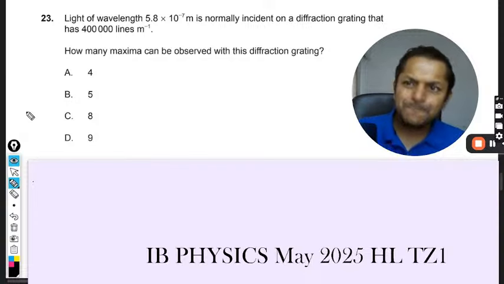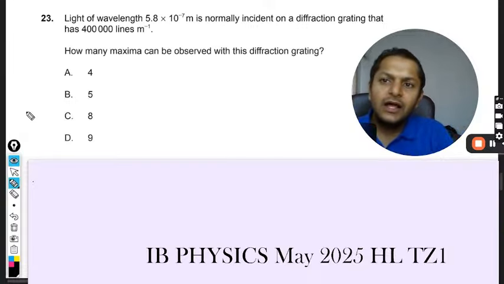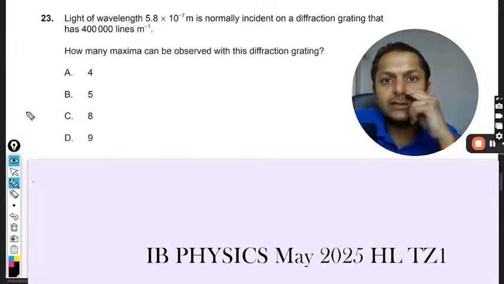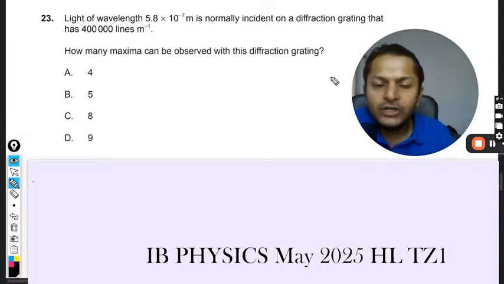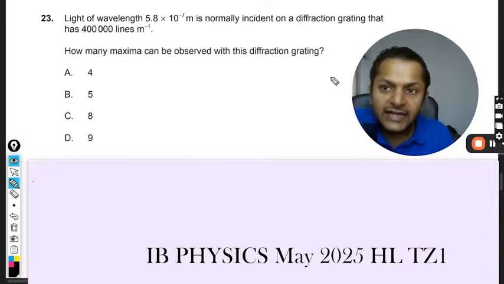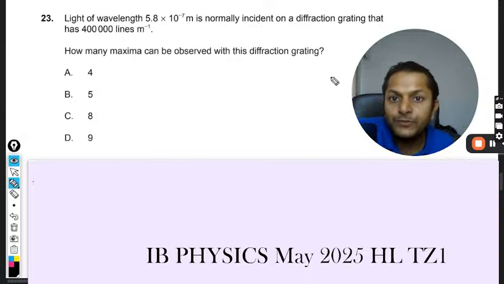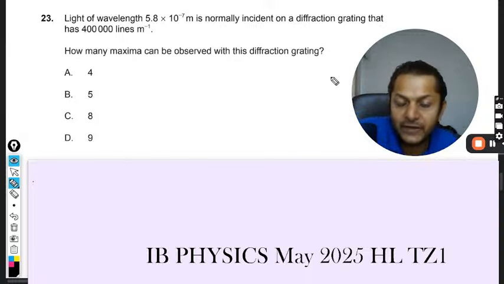Okay, dear students, let's see how to do this question. Light of wavelength 5.8 × 10^-7 meter is normally incident on a diffraction grating that has 400,000 lines in 1 meter. How many maxima can be observed with this diffraction grating?